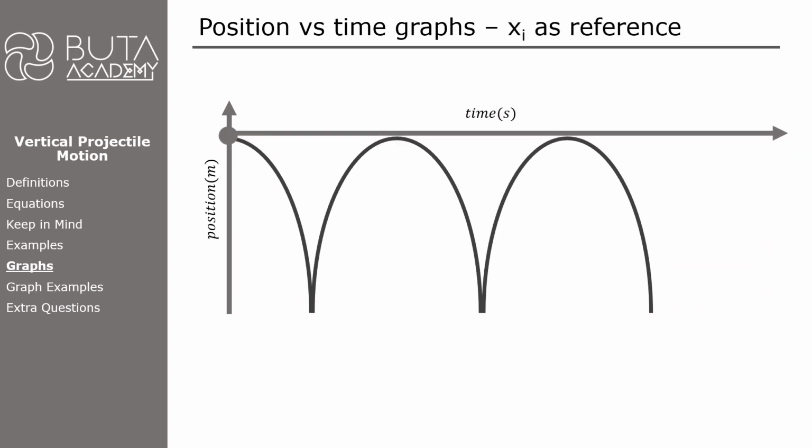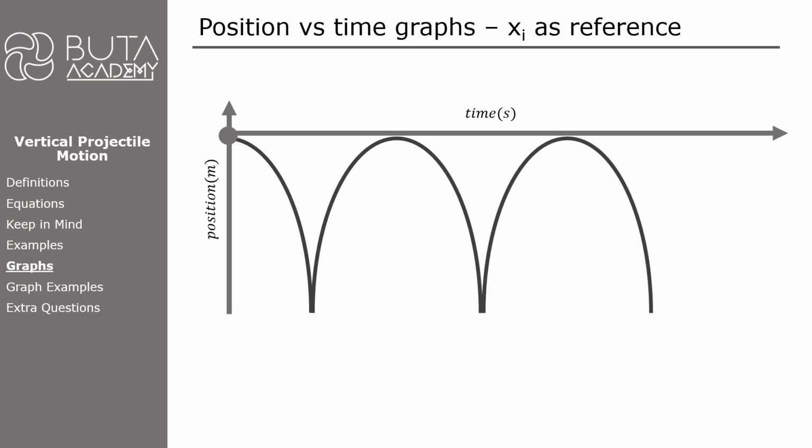We can also choose the initial point as the reference point. In this case, initial height will be equal to 0 and the ball will fall below the initial point. We can imagine it as we are the ones kicking the ball from a certain height and then the ball falls and bounces off the ground below us.